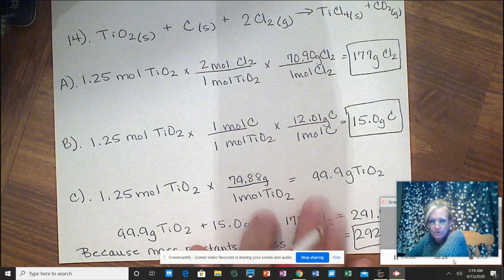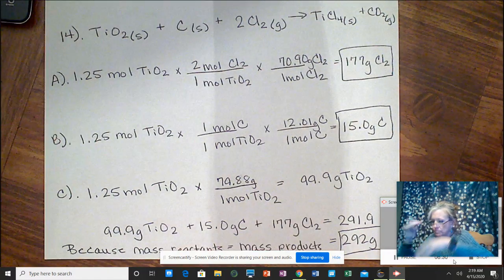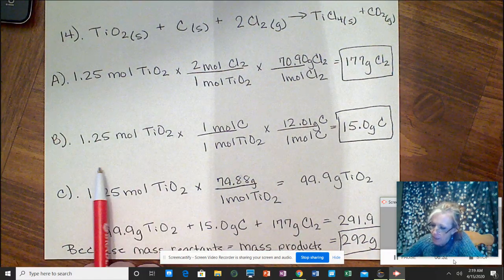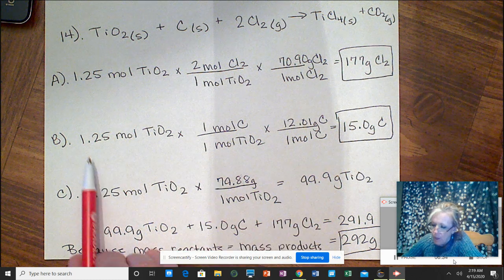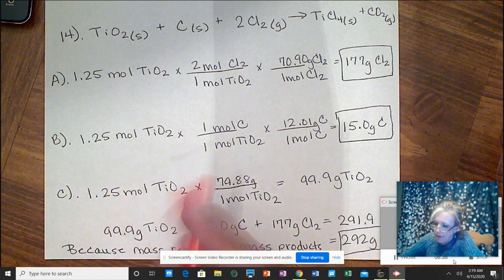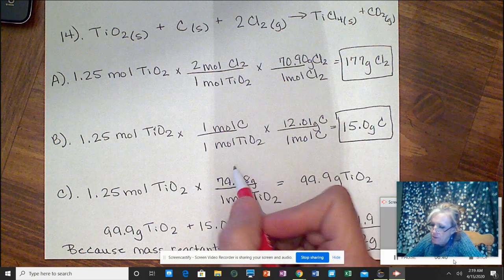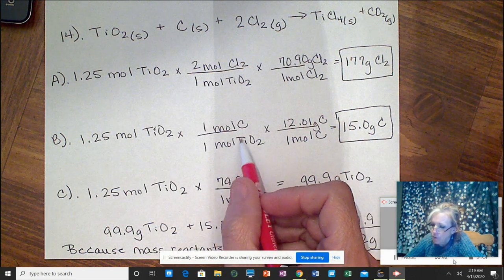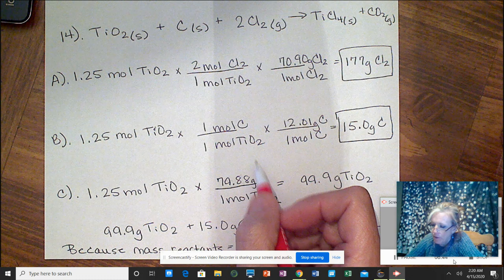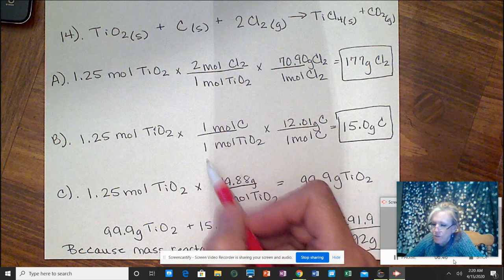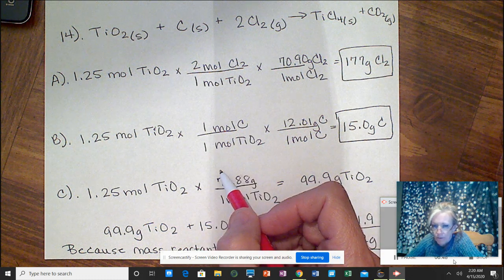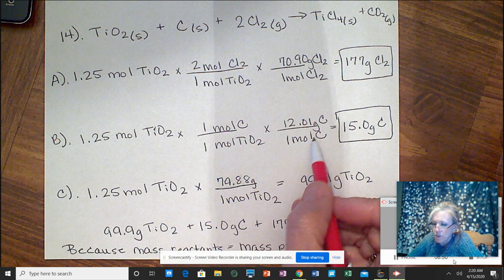Actually, I'm going to leave that down so you can see that balanced equation. Okay, so now we're looking for grams of carbon. 1.25 moles of TiO2. Still have that same amount of titanium oxide. So we're going to change that to moles of carbon, since that's what we're looking for here. These numbers come from the coefficients in our balanced equation, and we're going to change it to grams of carbon.